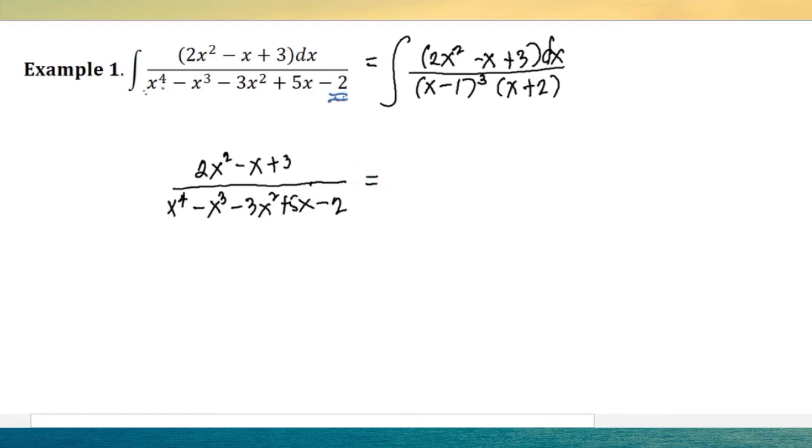we can start with the factor that is not repeated. So, that is A over x plus 2 plus, in your module, you can see that you have B over x minus 1, C over x minus 1 raised to 2, and D over x minus 1 raised to 3.